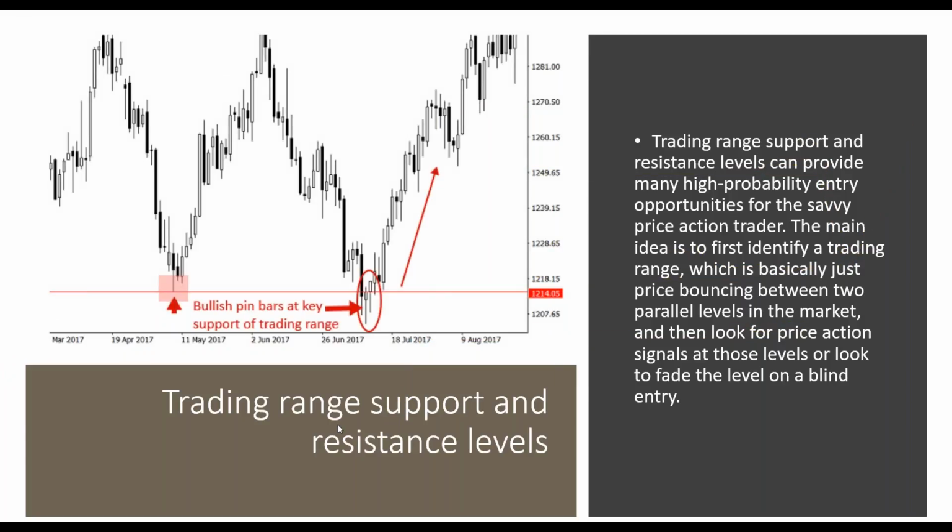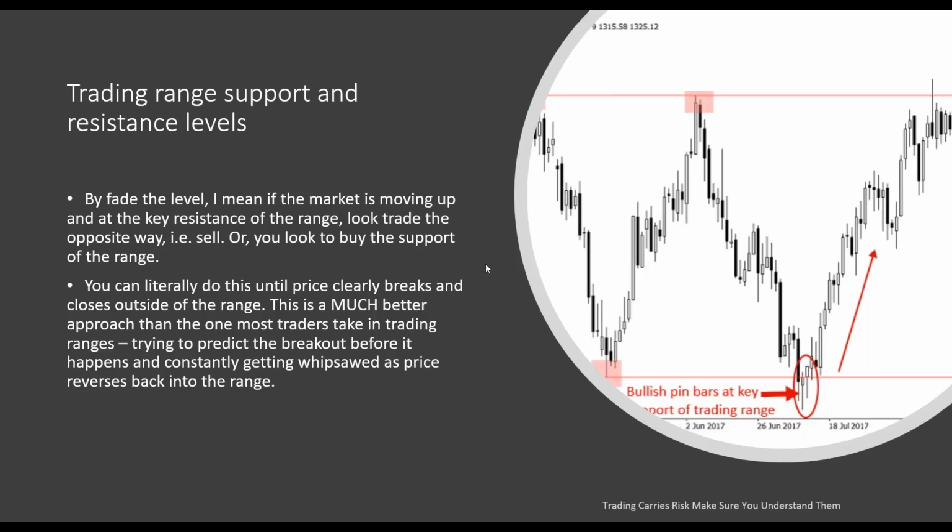So trading range support and resistance levels can provide many high probability entries for the savvy price action trader. The first idea is to identify a trading range, which is usually based around price bouncing between two levels, and then look for price action signals at those levels, and look for a fade to the level on a blind entry. So if we do see congestion, we can look for some type of way to tell us that that congestion is about to end and move into a trend.